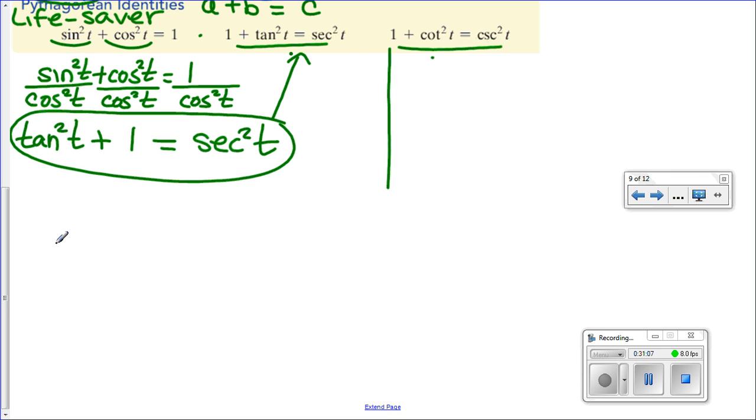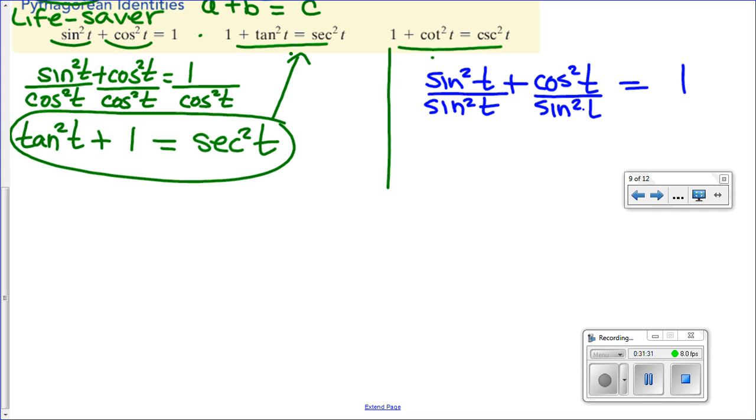All right, let's look at the other one. So we start again with the first one, the Pythagorean identity, sine square of t plus cosine squared t is equal to 1. That's what we start with. That's it. Now I want you to divide by sine squared t. Everything, all across, left and right.